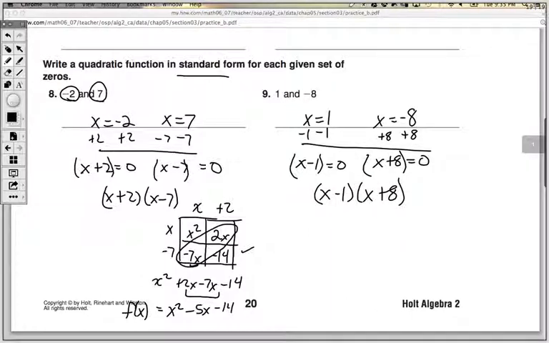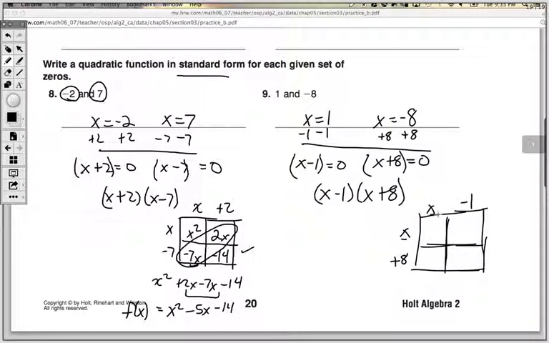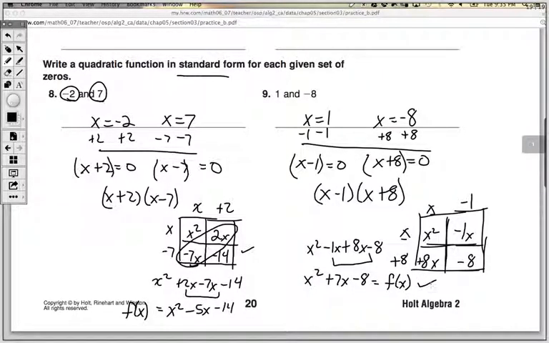And now I'm going to do my little box. So I got this x plus 8 and this x minus 1. Well, x times x is x squared. Cool. X times negative 1 is negative 1x. X times 8 is 8x, positive. And negative 1 times 8 is negative 8. So if I were to write this out, I would have x squared minus 1x plus 8x minus 8. So there's my 4 terms. I can group these middle ones. That's cool. So x squared plus 7x minus 8 equals, let's call it f of x again. All right, so that's that.